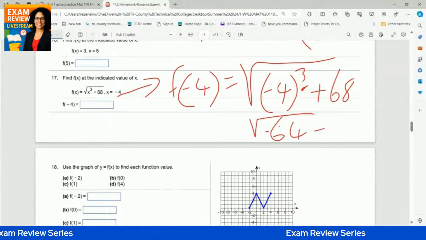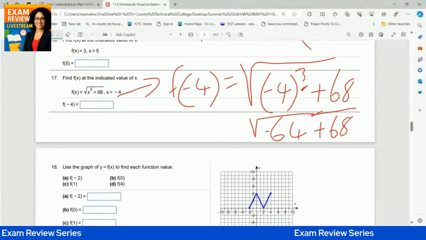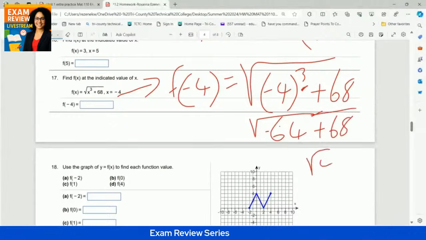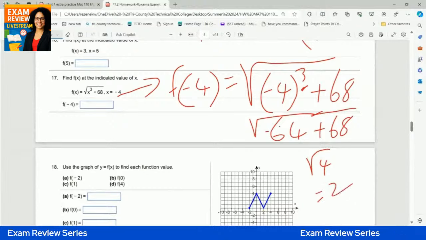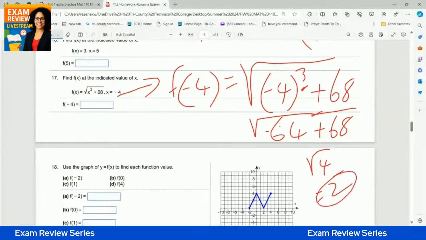So negative 64 plus 68. All right. So negative 64 plus 68 is 4. Square root of 4 is 2. So when x is negative 4, y is 2 in that function. You can put it in the calculator again, you get the same answer.